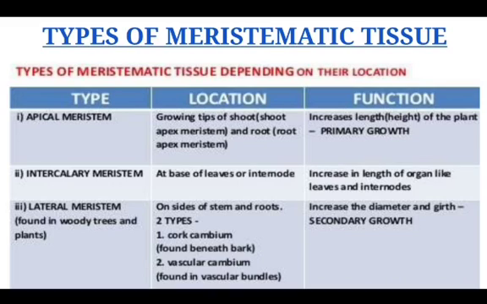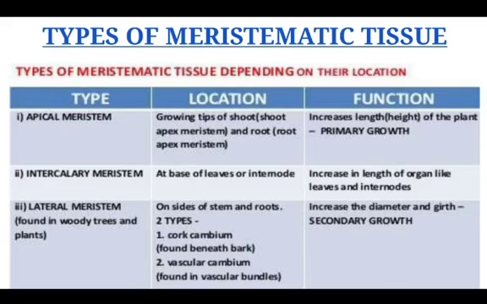And then the next one is vascular cambium. It is found in the vascular bundle. That means inside the stem part we may have seen the vascular bundles. Its function is to increase the diameter and girth of the plant. So it is called secondary growth.